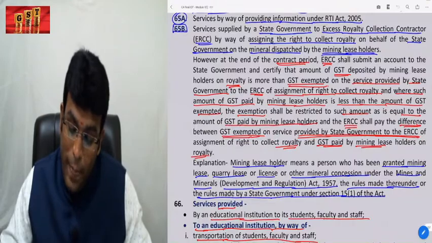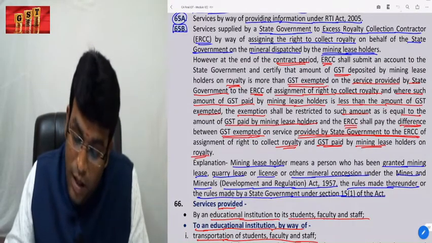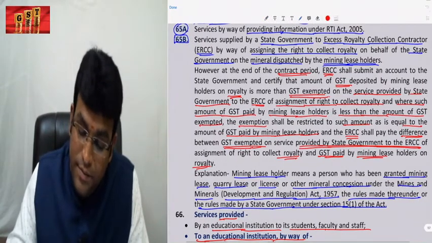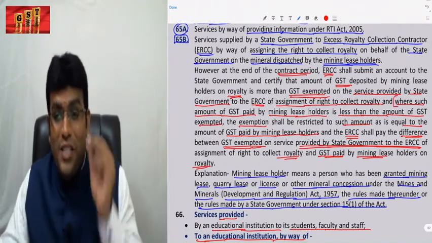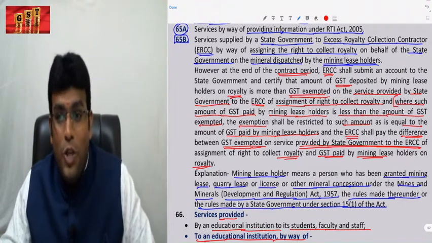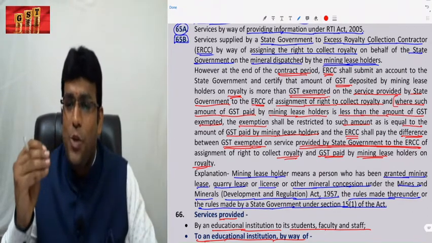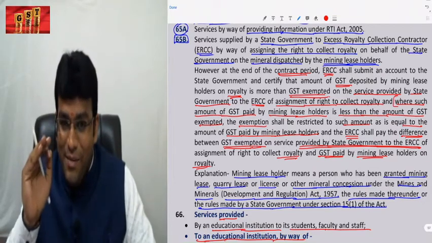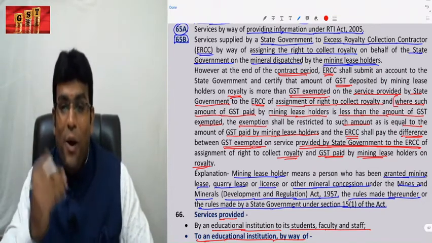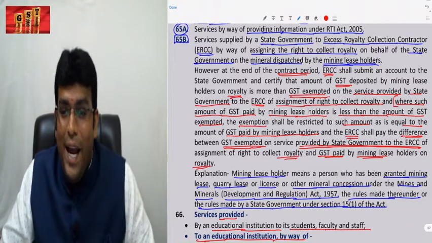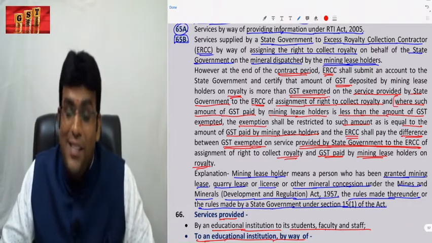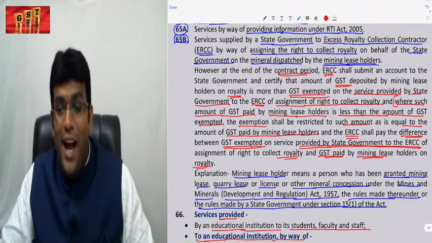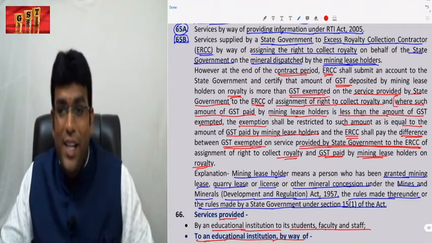See the point once again now. See from here. Come on, read out from here, friends. Where such amount of GST paid by mining leaseholders is less than the amount of GST exempted, then the exemption shall be restricted to such amount as is equal to GST paid by mining leaseholder, and ERCC shall be liable to pay the difference between GST exempted and the GST paid by mining leaseholders.